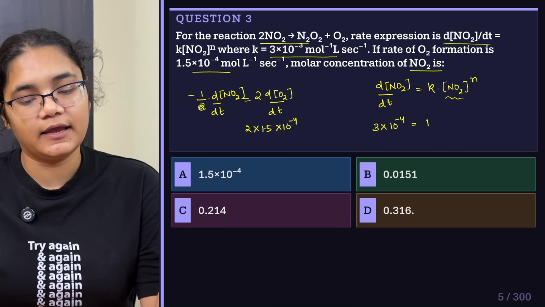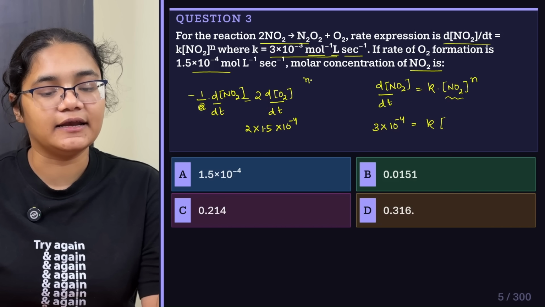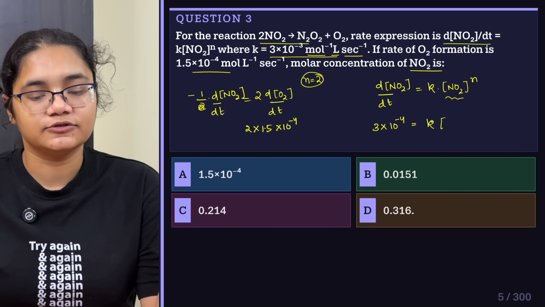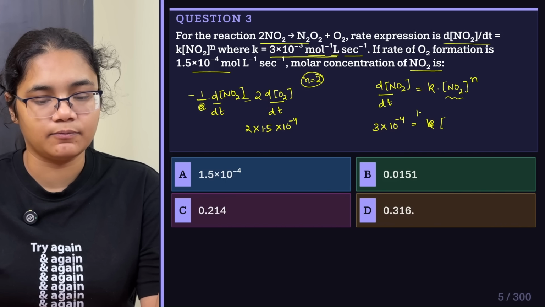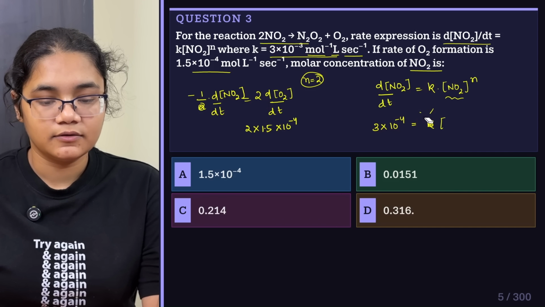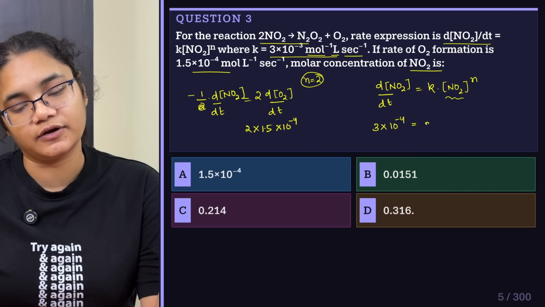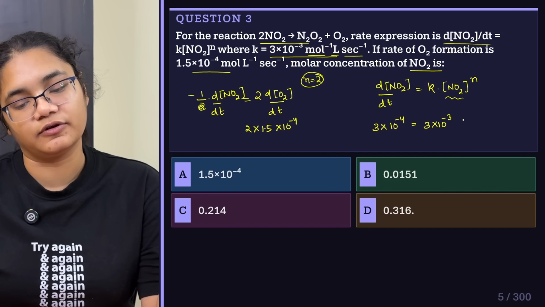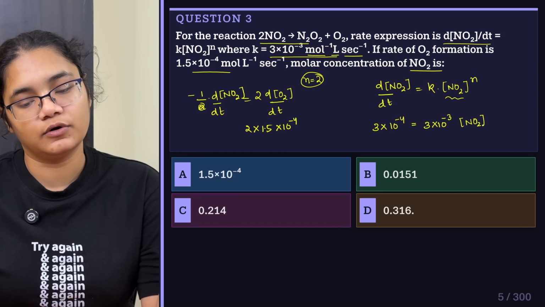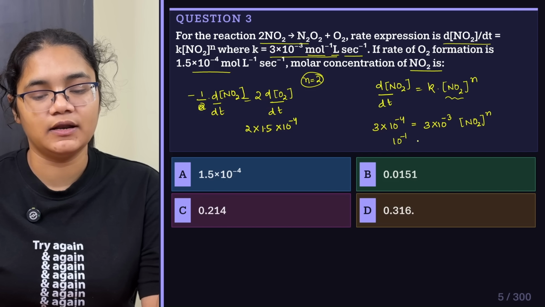Now if you see the units of K here, mole inverse liter second inverse, that indicates that it is a second order reaction. So I'll just put the value of K here. So what is the value of K here? 3 into 10 to the power of minus 3, right? This is 3 into 10 to the power of minus 3 into NO2 to the power of n. Now this one got cancelled, so we have 10 to the power of minus 1 is equal to NO2 squared, since this is a second order reaction.